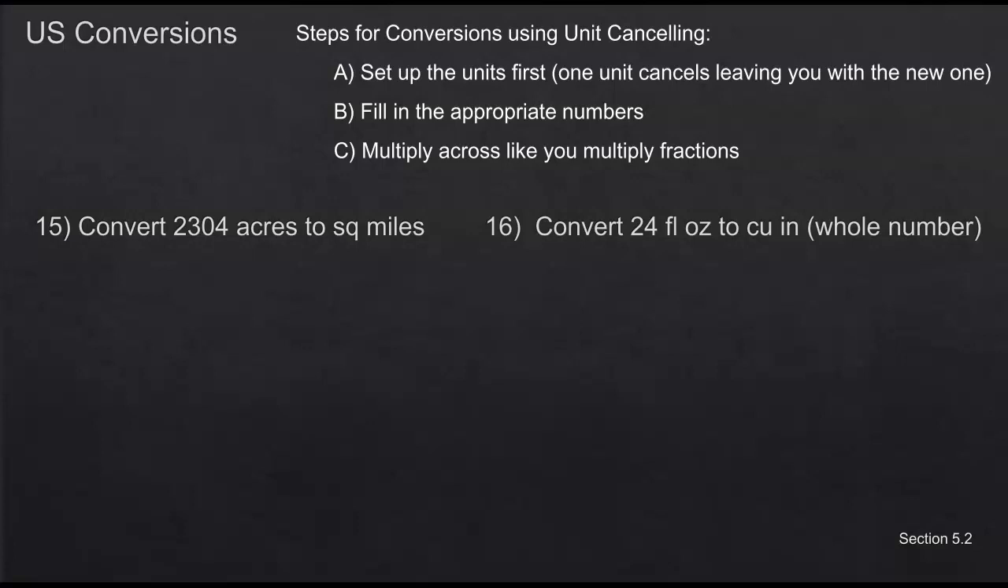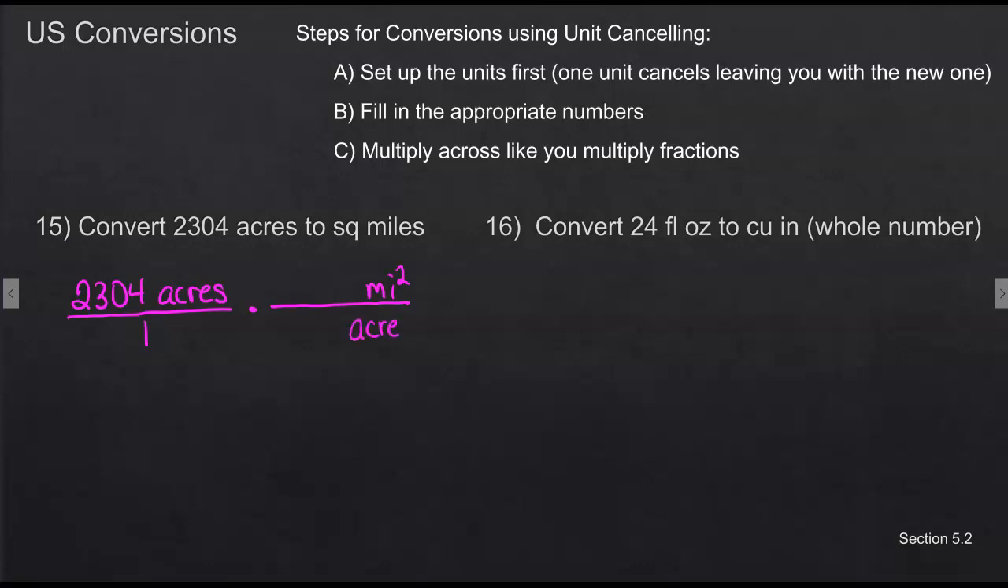Alright, so on this we're going to convert 2,304 acres to square miles. This is something I'm sure you'll need your conversion chart for. So we have 2,304 acres. I'm going to write that over 1, and we are converting that to square miles. You can also write that miles squared if that's helpful.